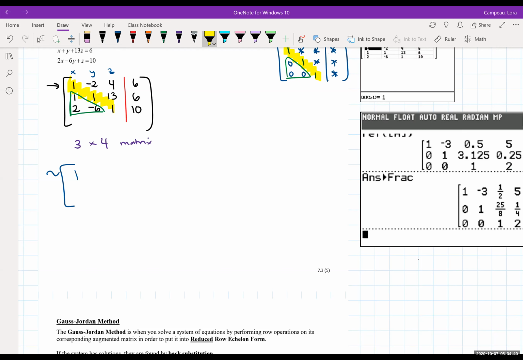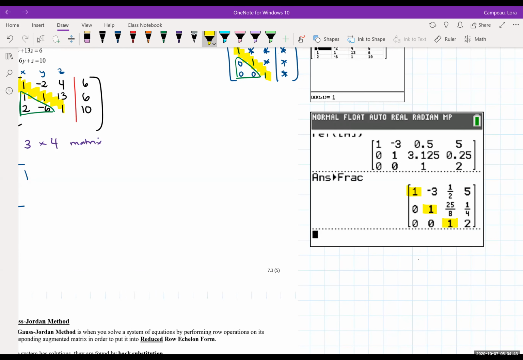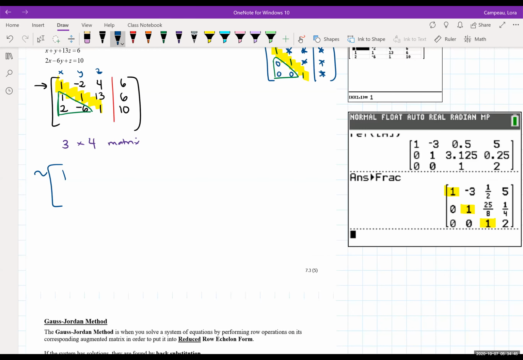We do see that diagonal of ones. Let me see if I can draw that in for myself, and make it a little larger. There we go. And then we do see that lower left triangle of zeros, so we have 0, 0, 0. And then we have other numbers we're going to have to deal with: -3, 1/2, 25/8. I'm going to squeeze that in there. Equal sign, 5, 1/4, and a 2.